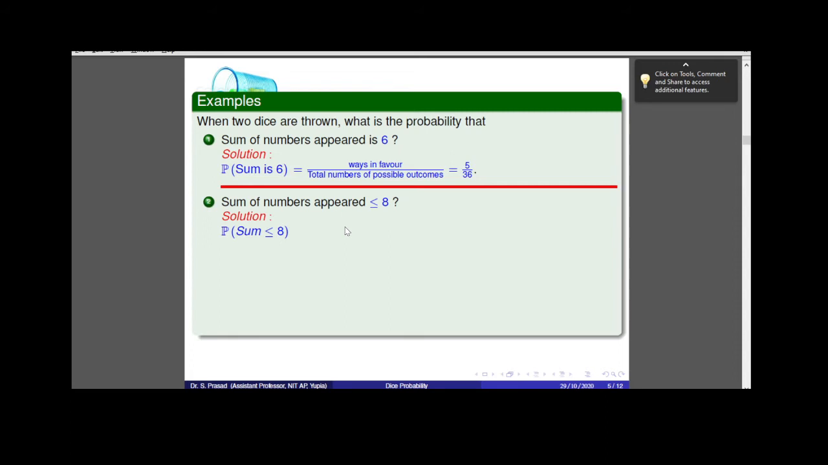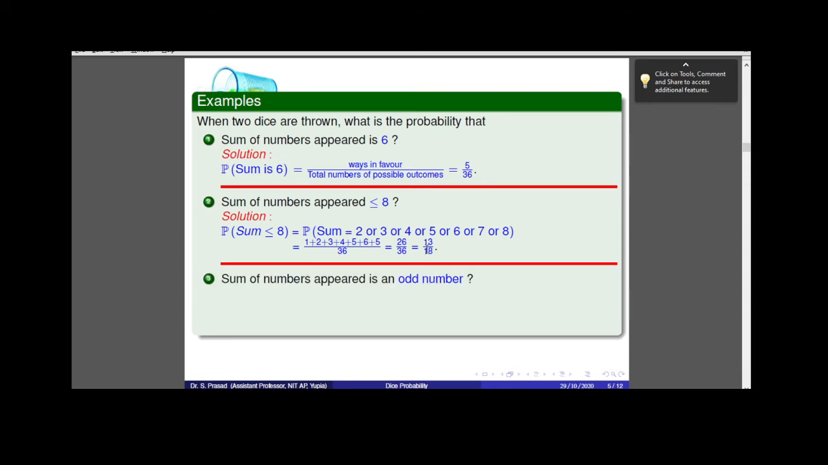Now the solution: the probability that the sum is less than or equal to 8 is equal to the sum being 2 or 3 or 4 or 5 or 6 or 7 or 8. Then we write: 2 occurs 1 time, plus 3 occurs 2 times, plus 4 occurs 3 times, plus 5 occurs 4 times, plus 6 occurs 5 times, plus 7 occurs 6 times, plus 8 occurs 5 times. After summing we get 26 by 36, and after simplifying we get 13 by 18.